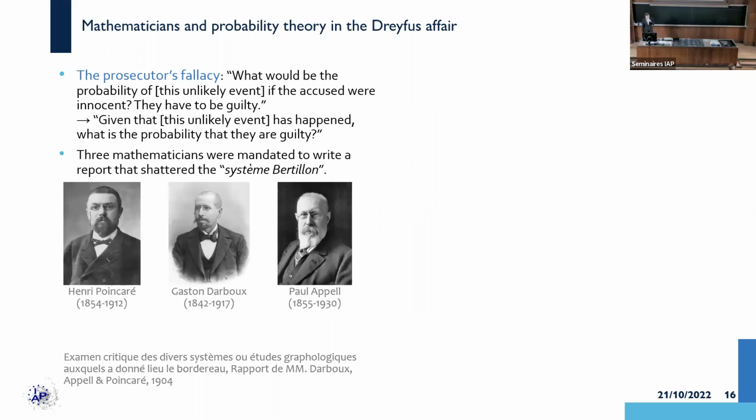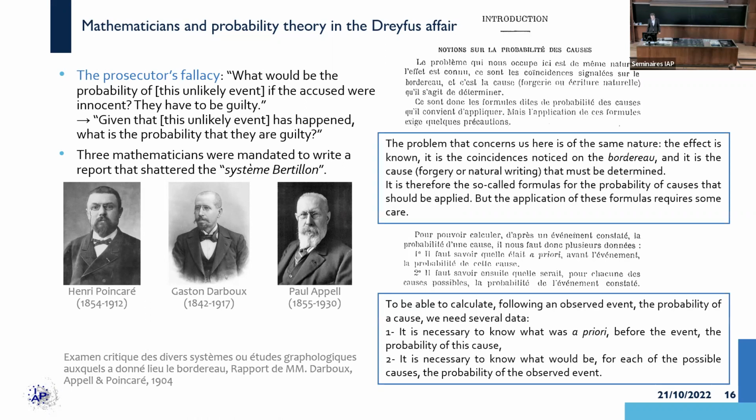So 3 mathematicians were mandated by the court to write a report, which essentially shattered the système Bertillon. That's Poincaré again, helped by Gaston Darboux and Paul Appell. All of these people were involved as mathematicians here in the Sorbonne. And in the introduction of their report, it starts with some notions about the probability of causes. So they talk about how to pick balls in a jar, I think white and black balls, and then write, the problem that concerns us here is of the same nature.